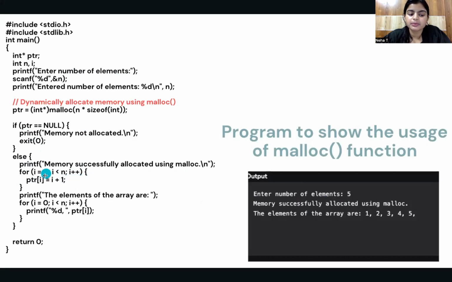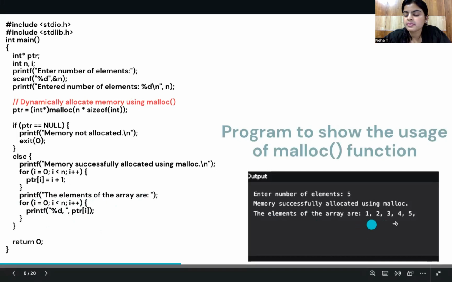Pointer of i, that is star pointer of 0 is equals to 0 plus 1, 1. So pointer of 0 is 1, pointer of 1 will be 2, pointer of 2 will be 3, like that, till pointer of 4 is equals to 4 plus 1, 5. So when we're printing the elements of the array, we'll give for i is equals to 0, i less than n and i plus plus. Printf %d pointer of i. So till here we'll go, and then we'll get the output as 1, 2, 3, 4, 5, return 0. Okay. So this is the program for the malloc function.